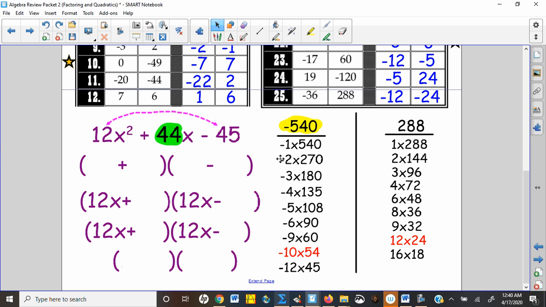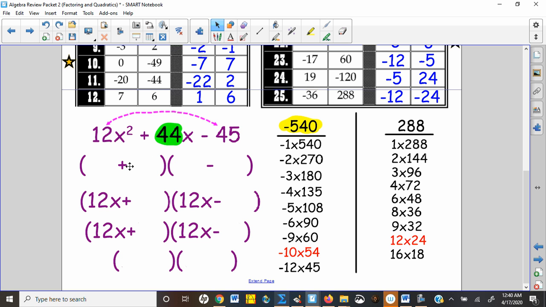1 times 540, 2 times 270, 3 times 180, 4 times 135. Okay. By the way, how did I know 4 went in? Well, 2 went in. If I double 2, I would have to take half of 270 to get the same answer. 270 is even. That's how I know that works. And you can do the same thing with 3s and 4s and so on. 5 times 108, 6 times 90.